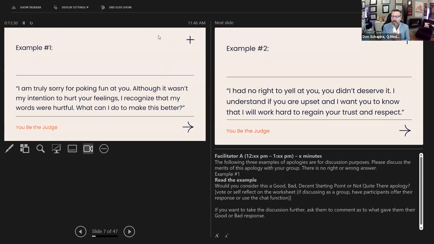Example one. Again, I'll repeat. I am truly sorry for poking fun at you, although it wasn't my intention to hurt your feelings. I recognize that my words were hurtful. What can I do to make this better? Now, we're also going to assume that there's a little bit of a nicer tone than me just reading a blank piece of paper.